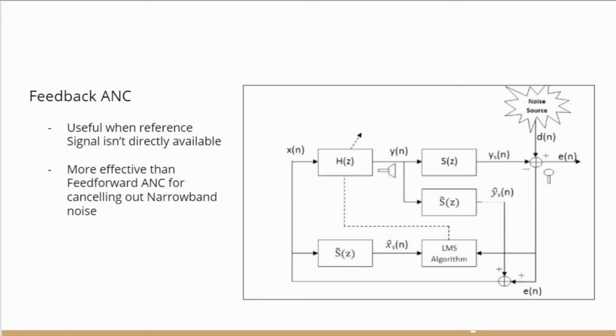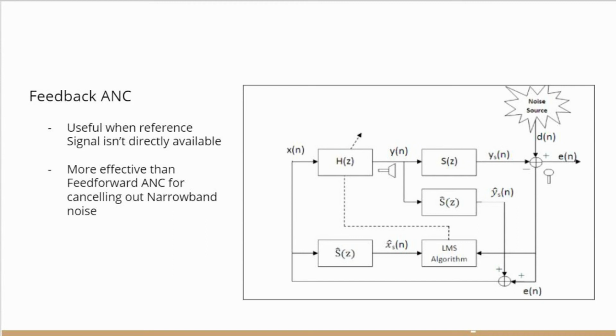And now on this slide, we have a feedback ANC, and it is useful when the reference signal isn't readily available, and so it generates its own reference signal with the adaptive filter, and it is shown to be more effective against narrowband noise. And from the diagram, we can see a feedback ANC, and it works as follows. So here, X(n) is still the reference signal, Y(n) and Y_s(n) are still the anti-noise, E(n) is the error signal, and H(z) is the adaptive filter.